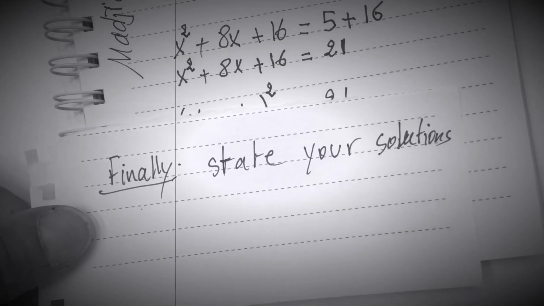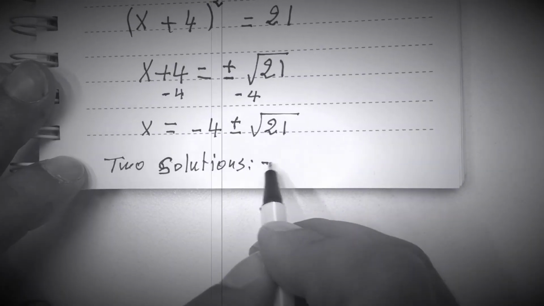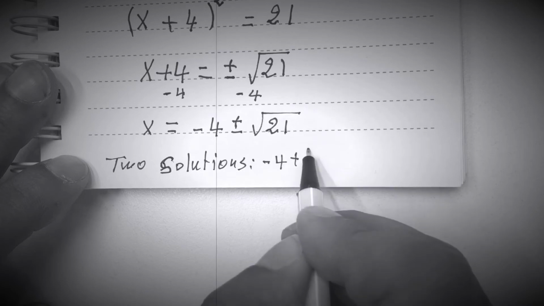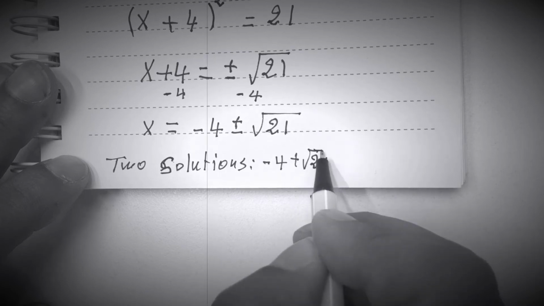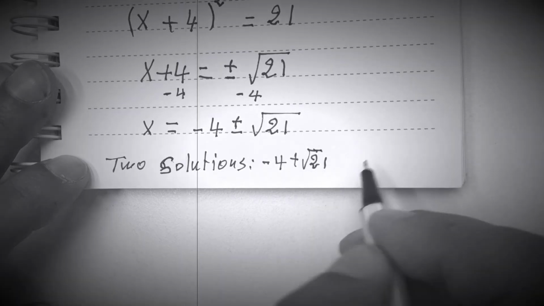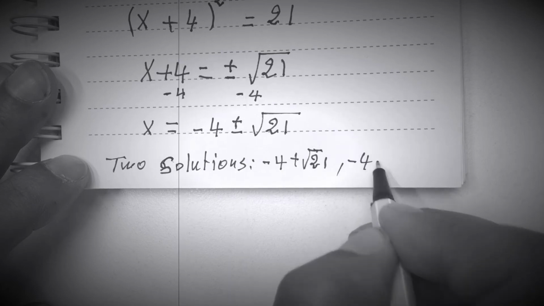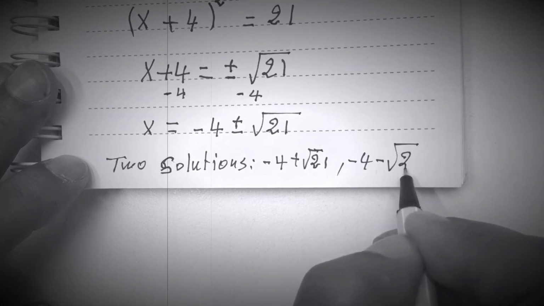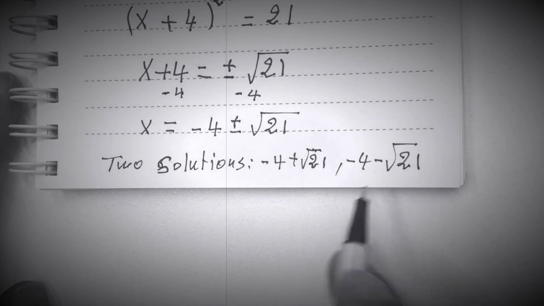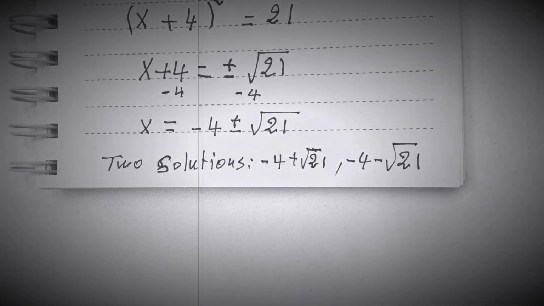Finally, we state our solutions. So we have two solutions, remember. Negative 4 plus square root of 21. That's the first solution. You cannot simplify square root of 21. And negative 4 minus square root of 21. These are your two solutions. They are two real solutions in this case.